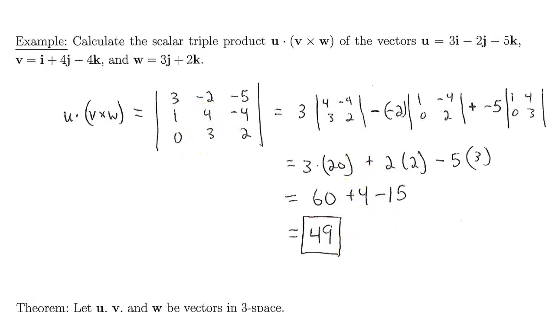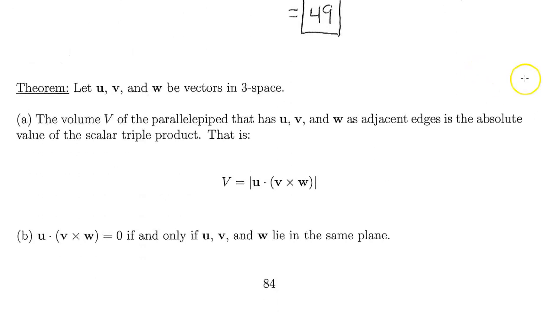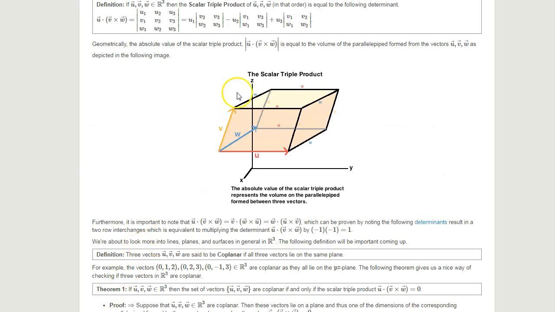Now the last theorem here, and I'll have a picture for you to see in a second, is: let u, v, and w be vectors in 3-space. It turns out that the volume V of the parallelepiped that has u, v, and w as adjacent edges is the absolute value of the scalar triple product. That is, V is the absolute value of this. So let me show a picture here.